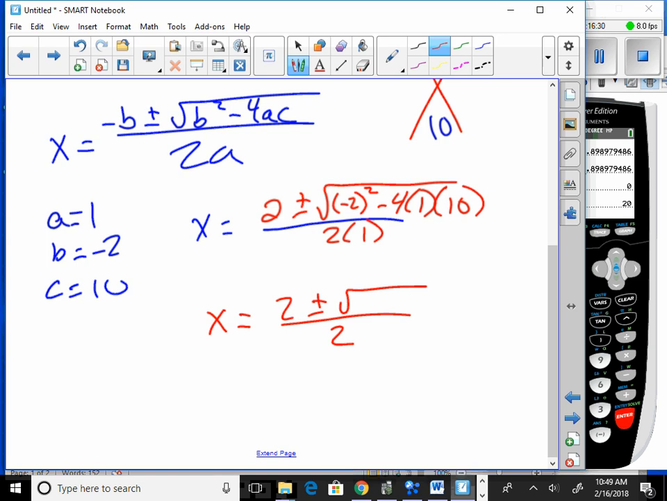So now in your calculator, do not type the square root in. Just start with the stuff underneath the square root. So do not put the square root in, just type in the parentheses negative 2 squared minus 4 times 1 times 10. And what do you get?